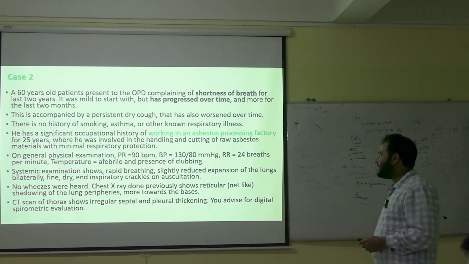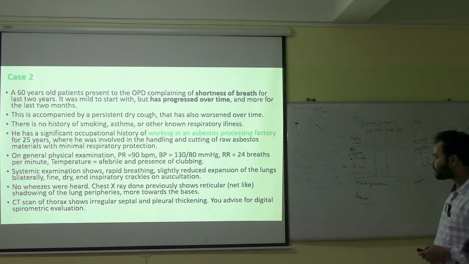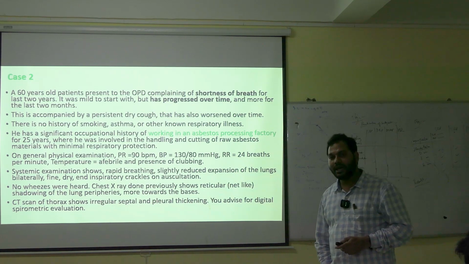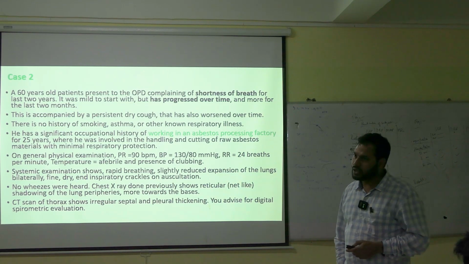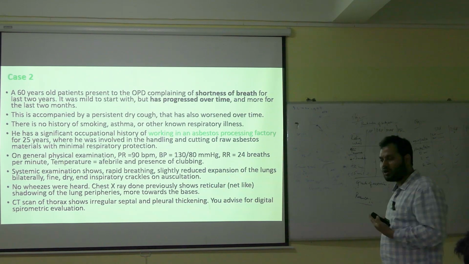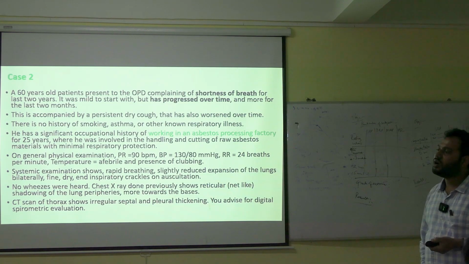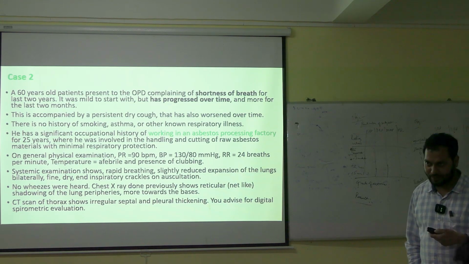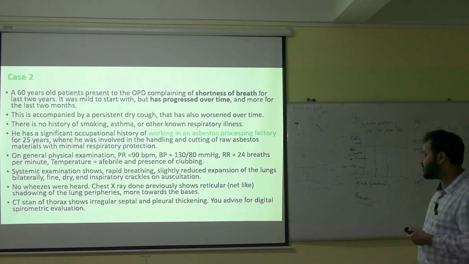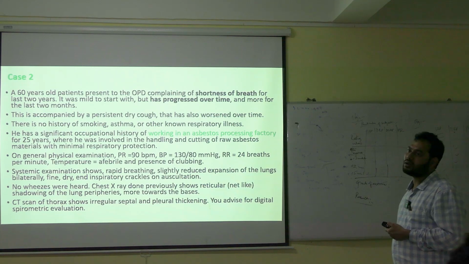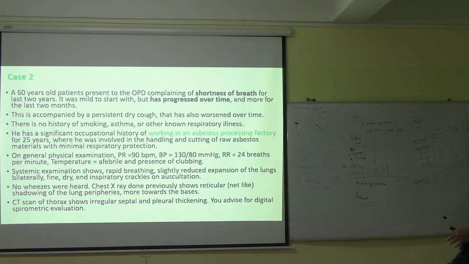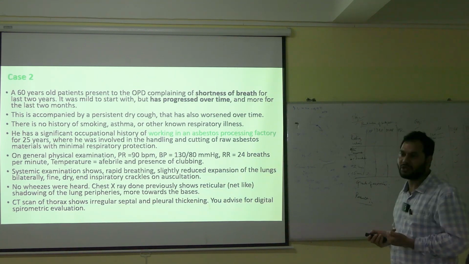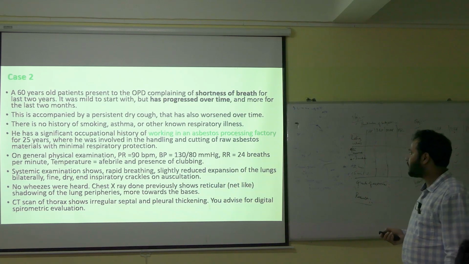Okay, now let's move to the second case. As I've already mentioned, both cases are related to lung function abnormality. Obviously, this case is also related to an abnormality. Now you have to diagnose whether this case is related to an obstructive pattern or a restrictive pattern. Now first read the case and then tell me what would be the provisional diagnosis against the information given in this particular case.